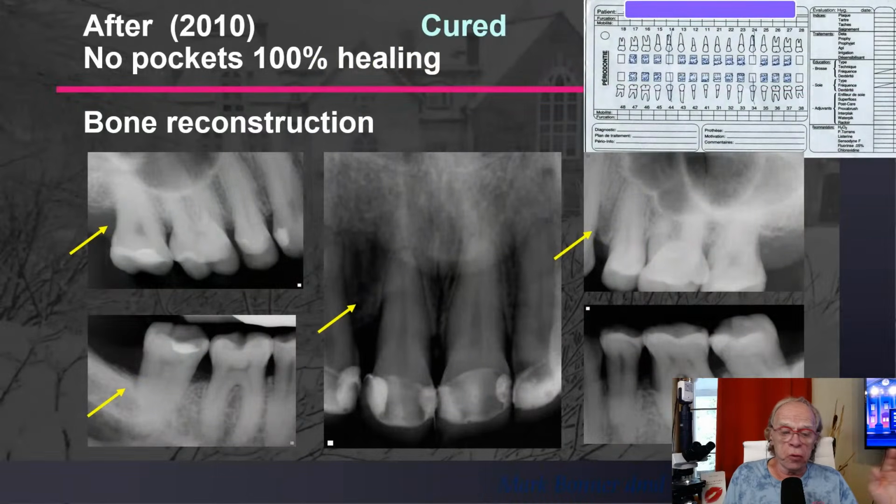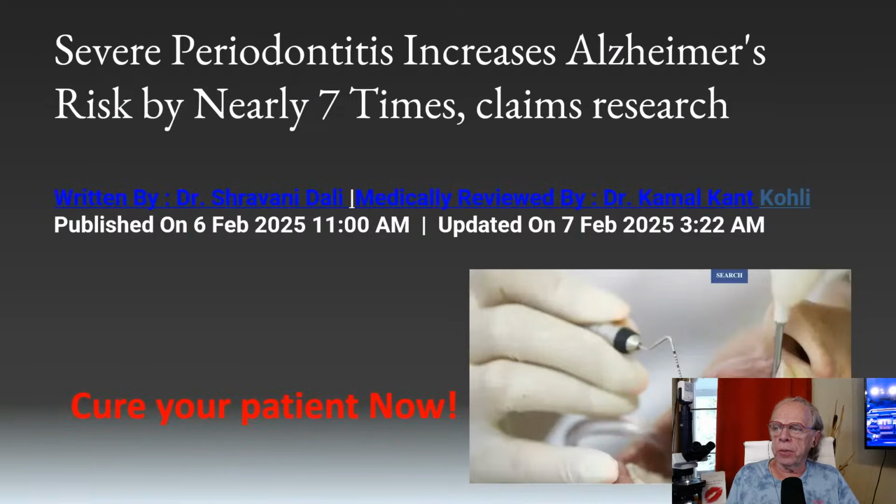So the bone will grow by itself. No need to add bone, no need to add powder or anything. Just go back to normal microbiota and the bone will grow back again. Remove calculus, of course, but remove the bad microbiotic biofilm.